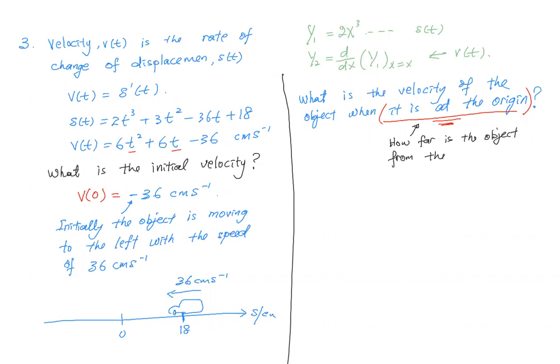At initial time. No, I say it is at the origin. How far away is the object from the origin? Yes, 0. Do you know that? If you don't ask this question, do you know that? You don't know. So that means you have to start with this information. You have to start to work like that. So S(t) equal to 0. So can you find t?